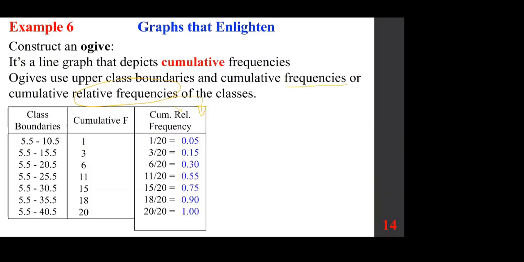So how does this work? How do we connect the line segments? I want everybody to pay attention to the lower limit of the very first class corresponds to 0. The upper limit of the very last class corresponds to 1 or 100%. Everything else goes in between, putting together as line segments.